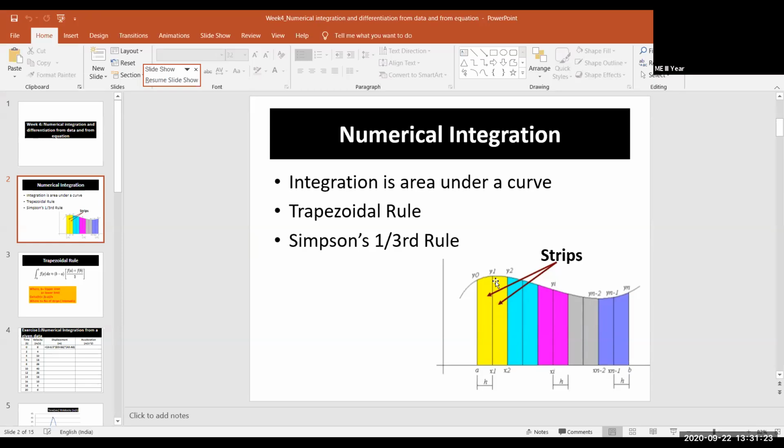See here, in the 1/3 rule method, we are just taking 2 strips at a time. For the first strip, this will be the area. For the next strip, what will be the area? You have to select this one and this one, from this point to this point. In that case, this middle portion will be common. This middle arrow, yellow color, will be common. That's why you always just have to remove the middle portion. Yes, is there any other doubt?